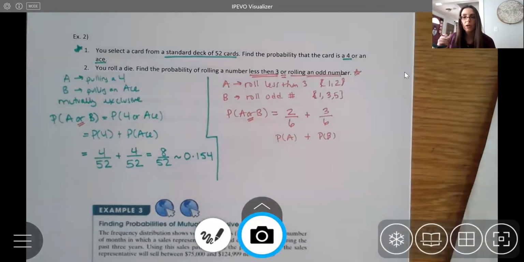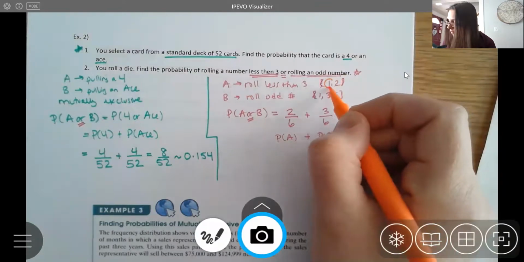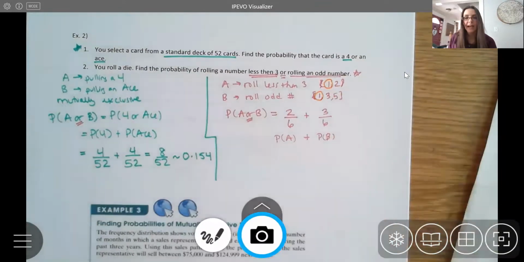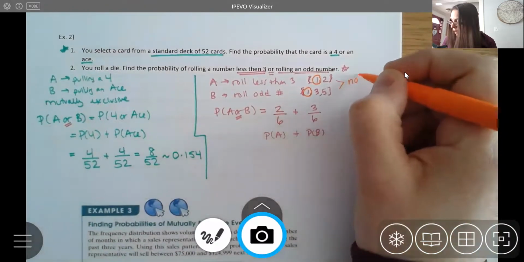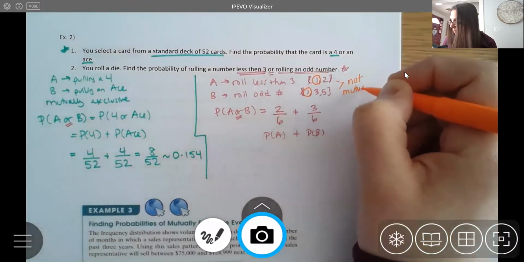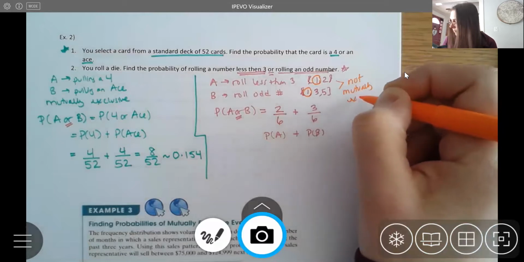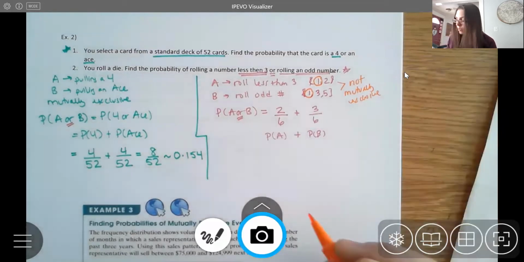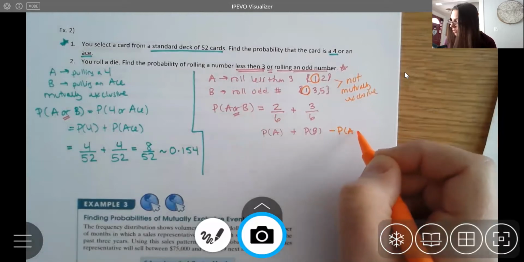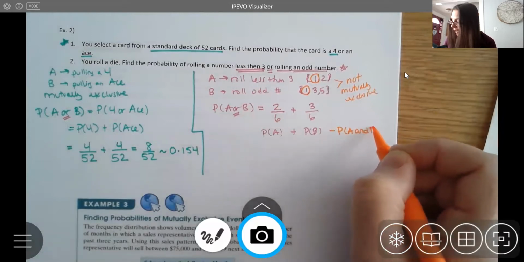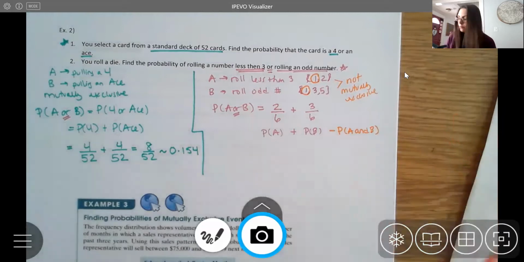But these events are not mutually exclusive, and we can actually see it right here, right? You can see that I had that same number occurring in both events. So these events are not mutually exclusive. So what we have to do is subtract out that intersection there, that A and B statement.